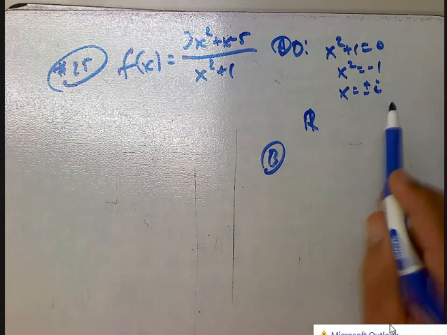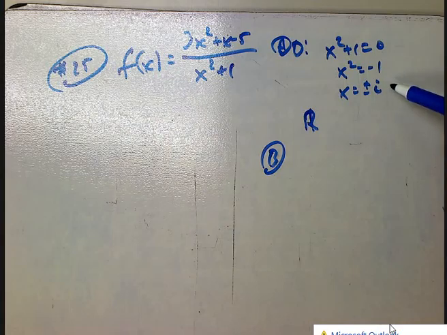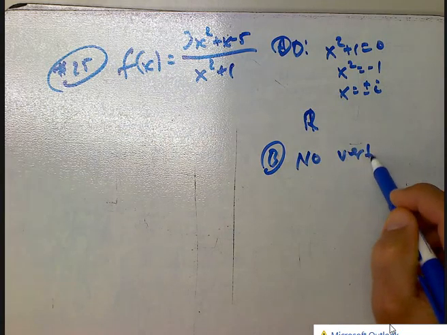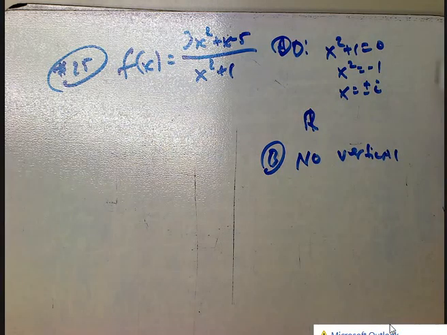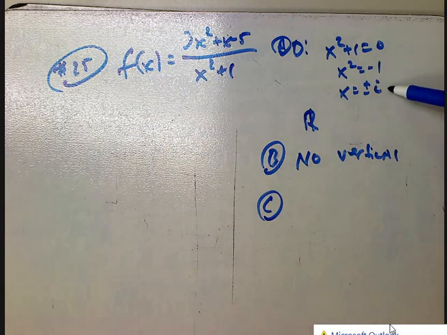There's going to be no vertical asymptotes. It's related to the fact that x can be any number, it's all real numbers, so that means there's going to be no vertical asymptotes at all. Because again, setting this equal to 0 gives plus or minus i, which would not be a real asymptote.